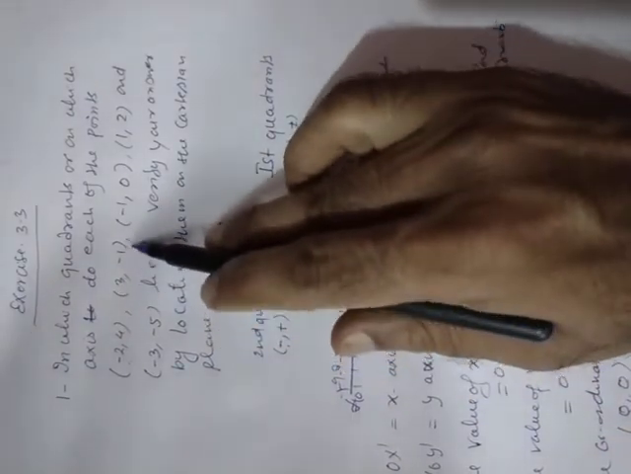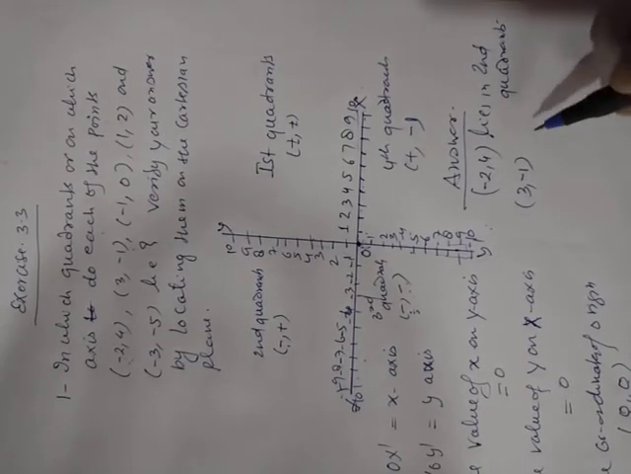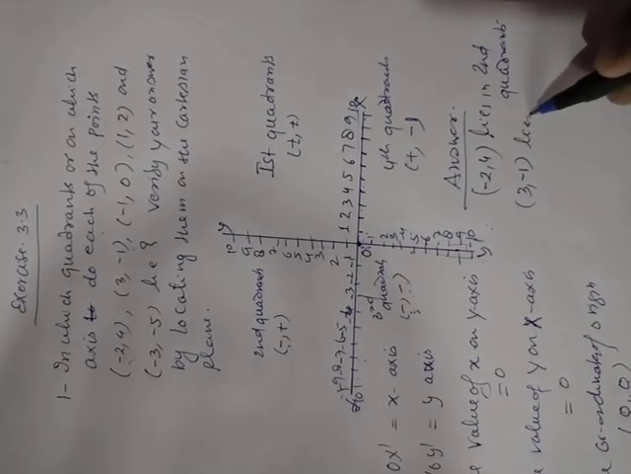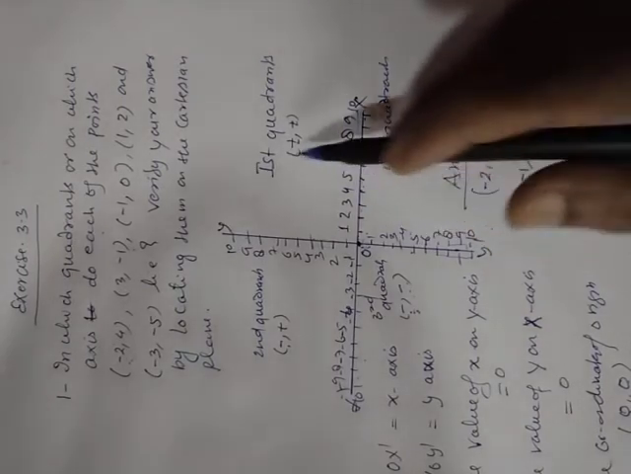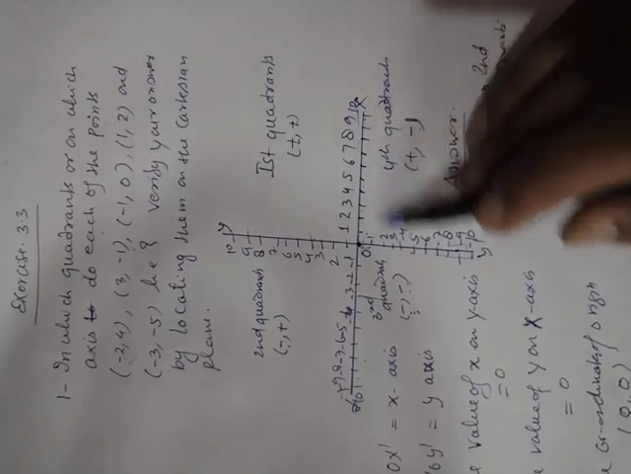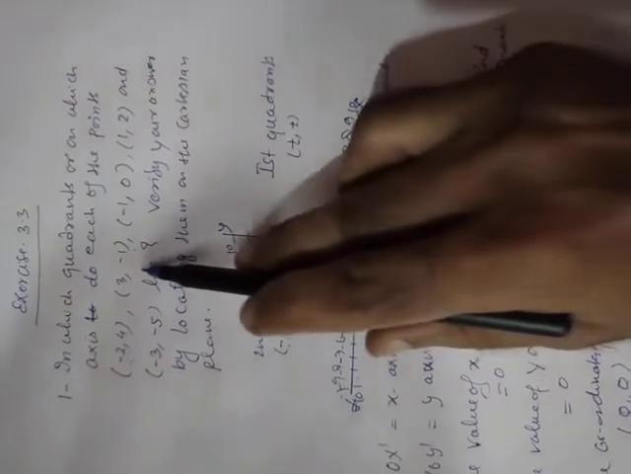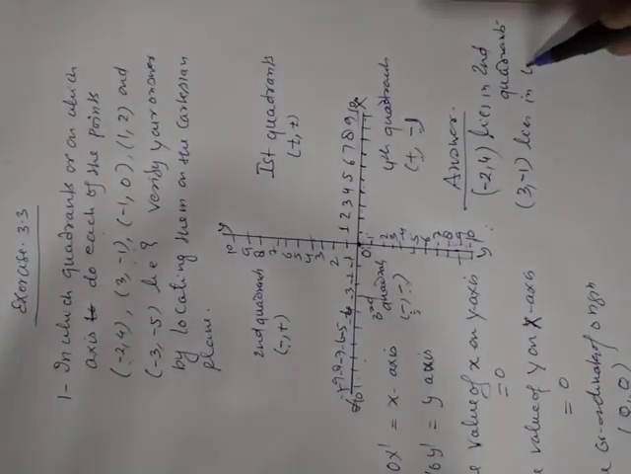(3, -1). You see, this is plus and this is minus. In the fourth quadrant, abscissa is plus and ordinate is minus. So (3, -1) lies in the fourth quadrant.